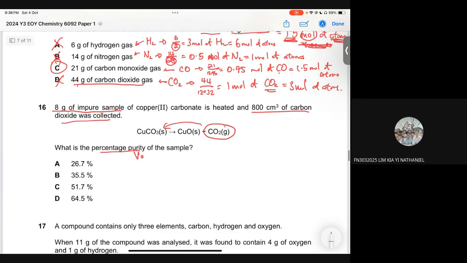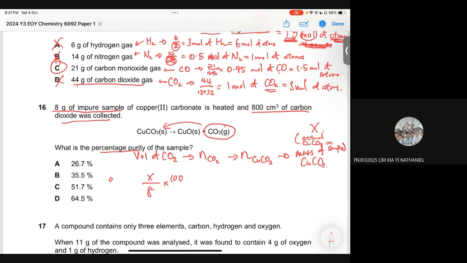So I'm going to, from carbon dioxide gas, find the amount of copper carbonate present. So I'm going to go from volume of CO2, find the mole of CO2. Then I find the actual number of mole of copper carbonate present. Then I convert to the mass of copper carbonate. Once I find the mass of carbonate present, this is actually my actual CuCO3 in sample. Let's call it X. Then with the X there, I'm going to take X divided by 8 times 100.